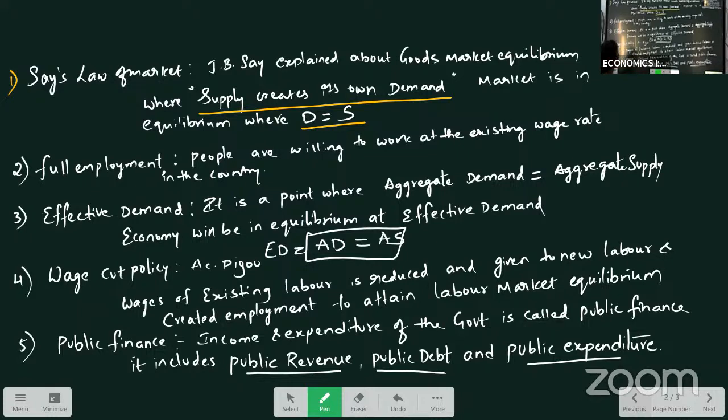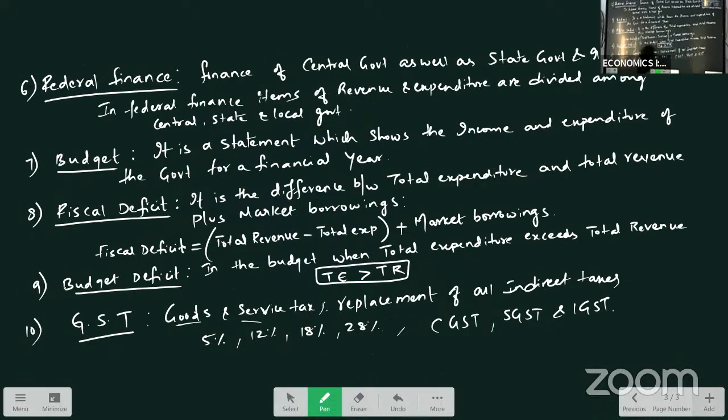So just see this one, students, only these VSAQs you prepare from this chapter. Sales law of market, full employment, effective demand, wage cut policy, public finance. Again, in public finance, you have to prepare with public revenue, public debt and public expenditure. Then federal finance, budget, fiscal deficit, budget deficit and GST. From these only, you will get the questions for your exam.